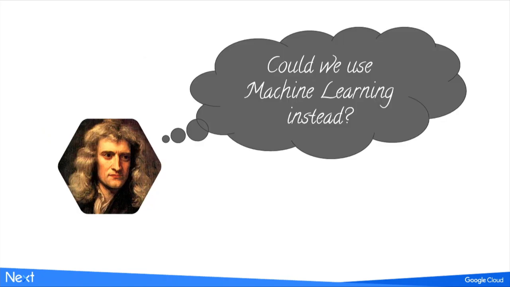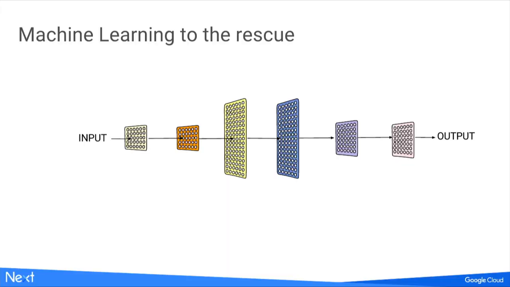So machine learning has been around for, it seems like, hundreds of years. So Isaac is thinking, could we use machine learning for this instead? So just a little 101 on machine learning, and in this case, deep learning, which I'll show you in a couple of minutes, and how it works.